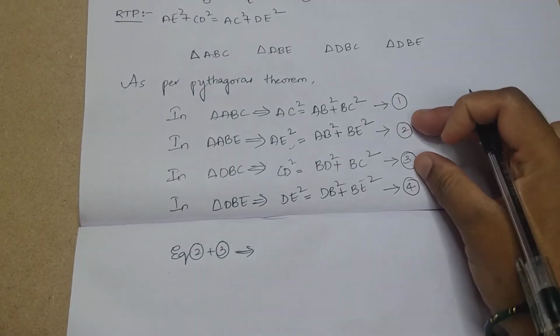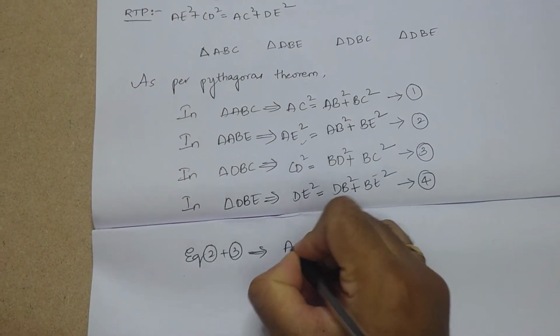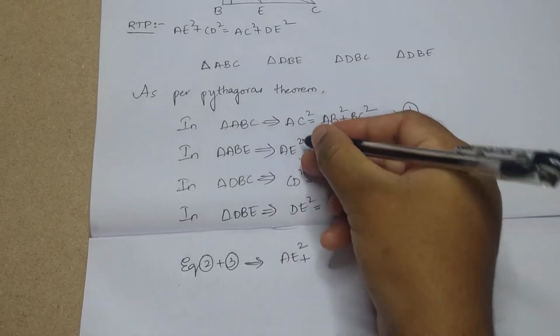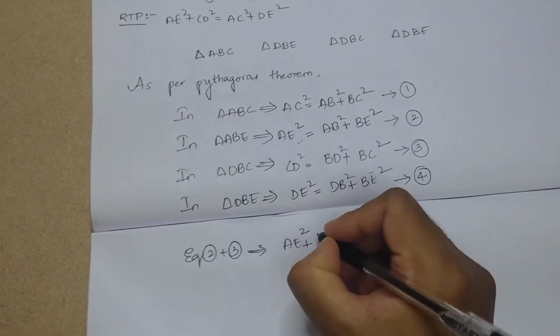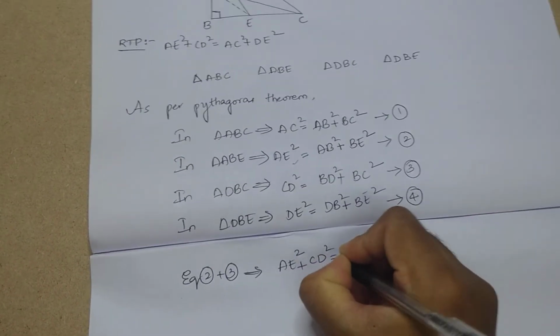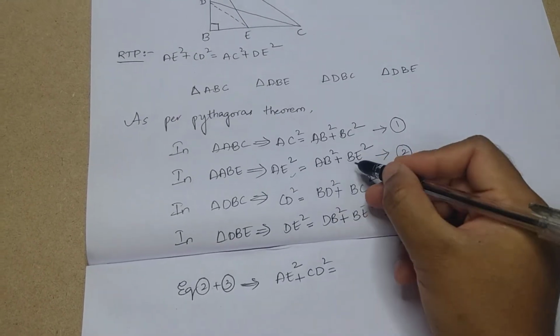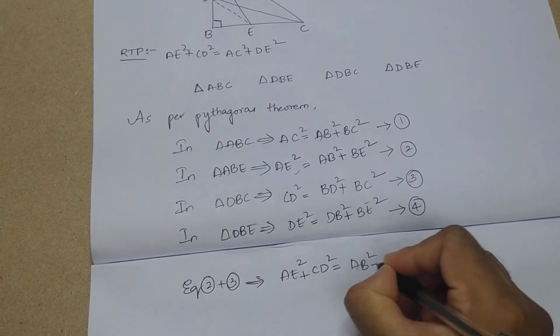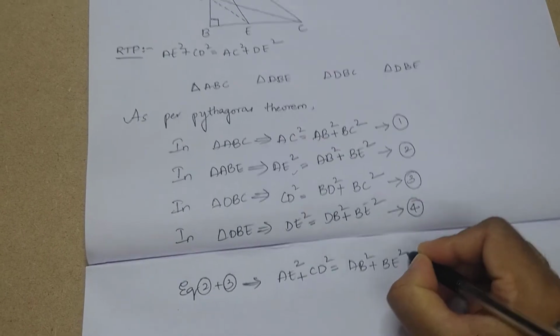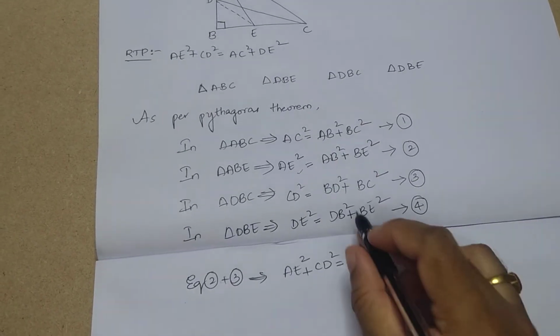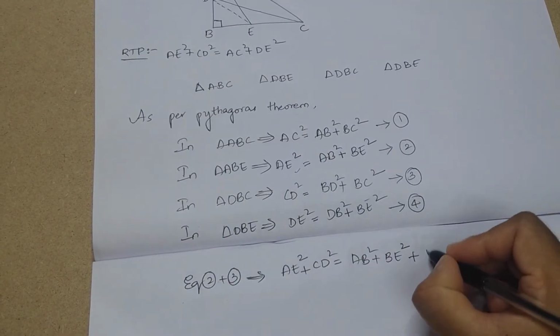So I am just clubbing these two equations. So what do we get? AE square, LHS you just add it. AE square plus CD square equals AB square plus BE square plus BD square plus BC square.